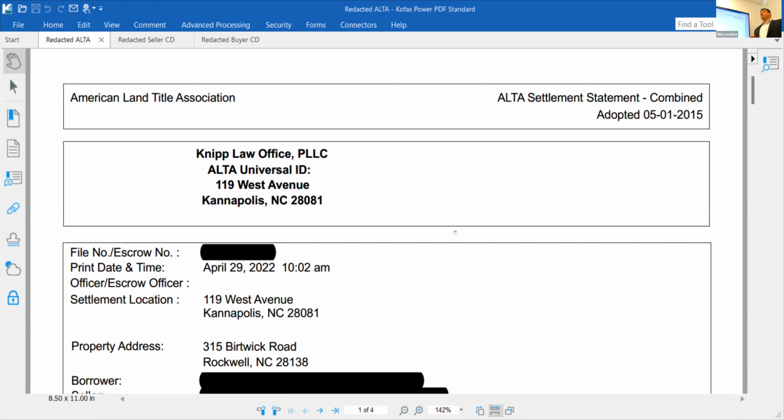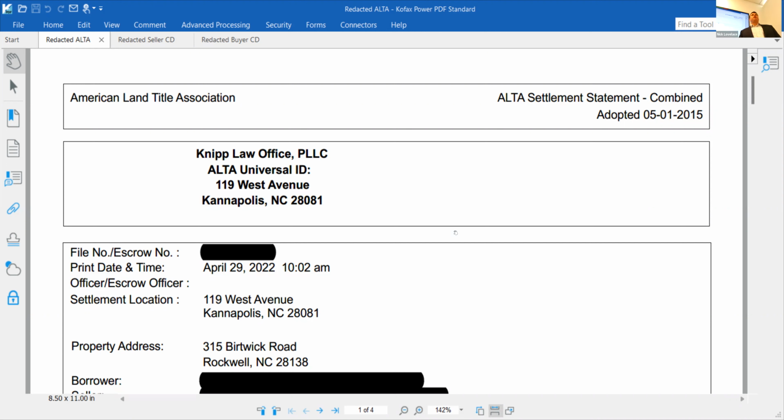We prepare this document, so if you're having a cash transaction, you'll get this from us, which will outline all of the numbers on the transaction. If you're waiting for a closing disclosure, we'll prepare your seller closing disclosure. We'll send that seller closing disclosure out. We do not prepare the buyer's closing disclosure. That's prepared by the lender.